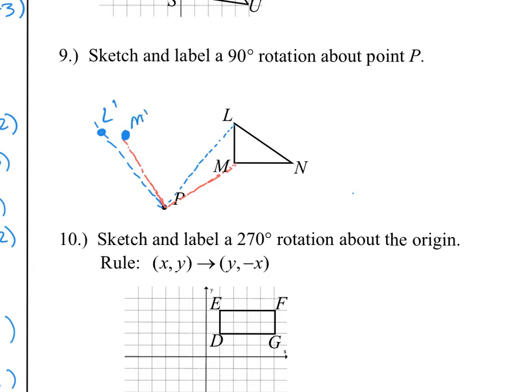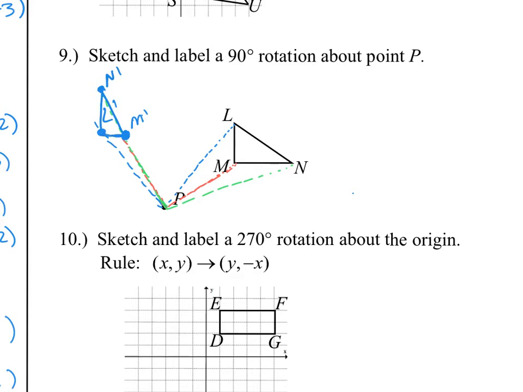And then let's do the same thing with N. So I'm going to draw a segment from N to P, and then I need to form a right angle. Okay, so it looks like maybe right about here makes a right angle. And I need my distance from P to N to be congruent to my distance from P to N prime. So N prime ought to land right about here. All right, so now I'm going to connect the dots and get my triangle.